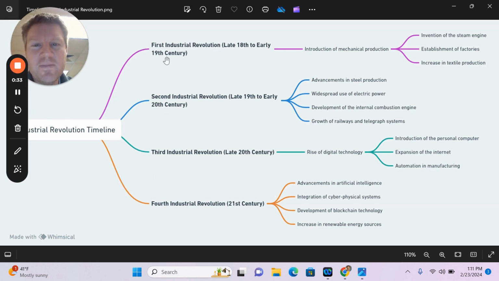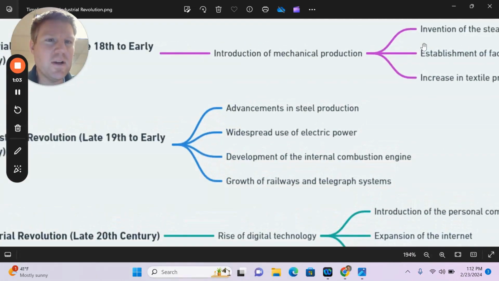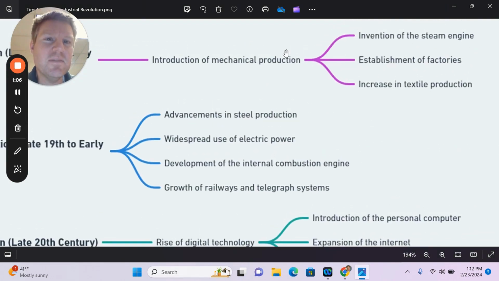So we have the first one in purple, second one in blue, third in green, fourth in orange. So for our Industrial Revolution unit, we're starting with the purple section, and then we will eventually get into the blue and green as time goes on. But traditionally, when people talk about the Industrial Revolution, they start here in the 18th and 19th centuries, in the top right corner, where you have the invention of the steam engine, the establishment of factories and factory towns and industrial cities and things like that.